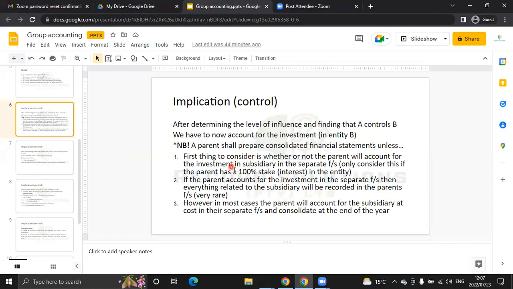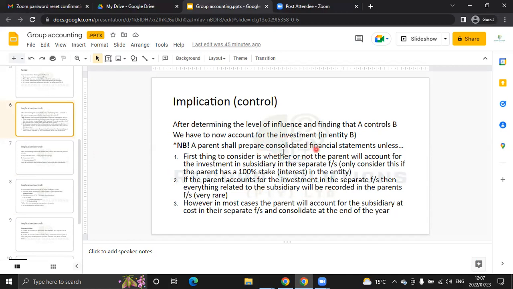So what does it mean? Now let's go to the example where you don't prepare consolidated financial statements, because you have this 100% stake. The parent has a 100% stake and is not preparing consolidated financial statements. What are they going to do to account for everything they bought? Before I go there, I'll explain that 100% one after, because it's just similar to consolidation.